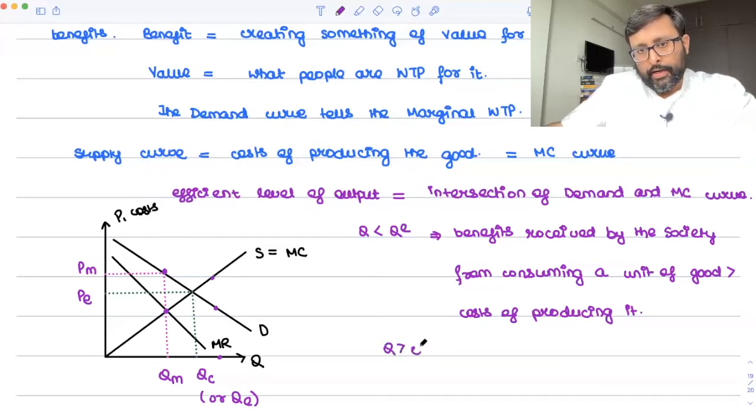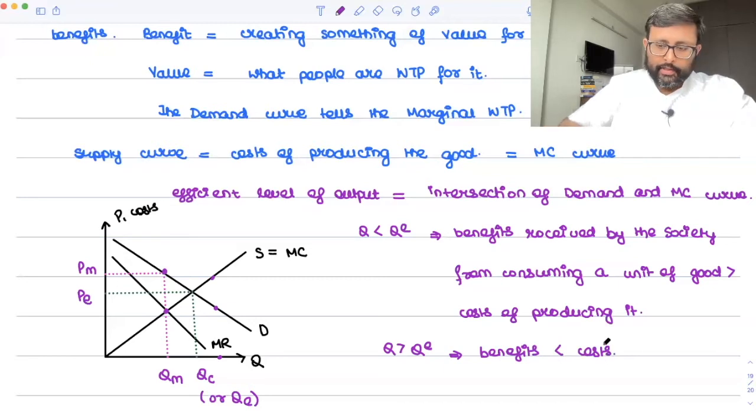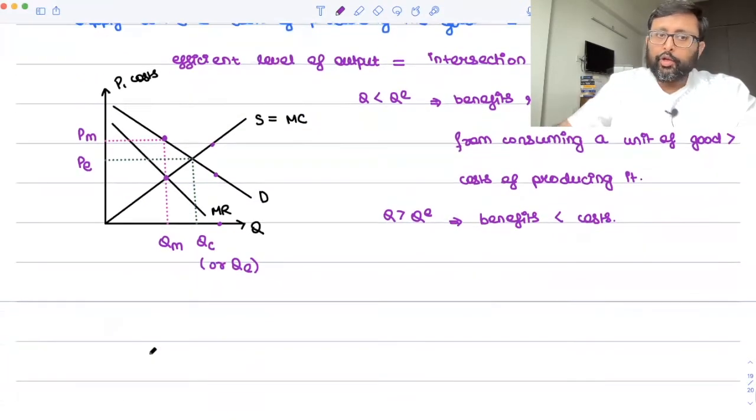So for Q greater than QE, benefits received by the society are less than the costs. They are less than the cost, right? So you look at the monopolist outcome. Monopolist outcome is at QM, and he's charging PM. So if you compare it with the competitive outcome or the efficient outcome, what you'll find is that the monopolist is producing too little, but it is charging too much. That's what it is, as compared to the efficient outcome.